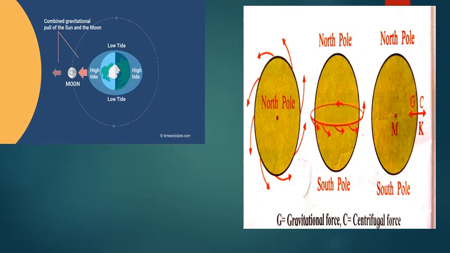Then, on the third picture they are showing you one is the gravitation force that is towards the moon, pulled up, and the centrifugal force, okay? The centrifugal force which is acting continuously on our earth.